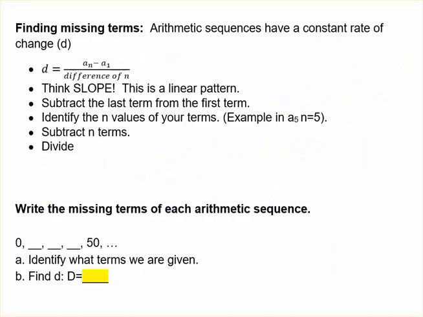If we have a limited number of terms, it might be harder to find the difference. The key thing here is that an arithmetic sequence has a constant rate of change. It's like a linear pattern, so think about slope. In order to find this, we're going to subtract the last term minus the first term and put that on top of our fraction. Then on the bottom, we're going to put the difference of the n's. For example, a sub 5 was our 5th term, and n would equal 5. Then we divide, and that will give us our slope. Then we can stick that into the rest of the equation.